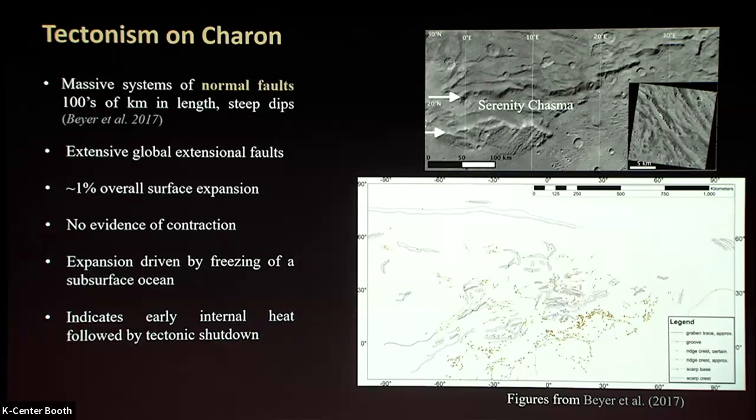Again, the expansion seems to be driven by freezing of subsurface ocean. That's typically what we invoke when we see icy moons that have a lot of extensional tectonism, because as you freeze the liquid into solid, you change the volume and you can extend the surface layer. And what this suggests is that there was some amount of internal heating sufficient to melt Charon and create a large ocean, and then some kind of shutdown process where the heat source decreased or was removed entirely. Next slide.